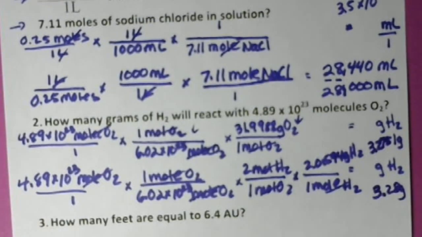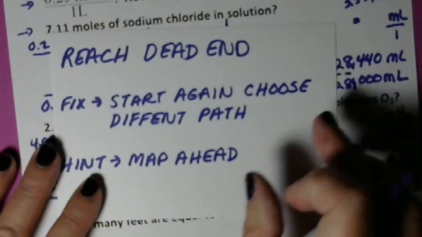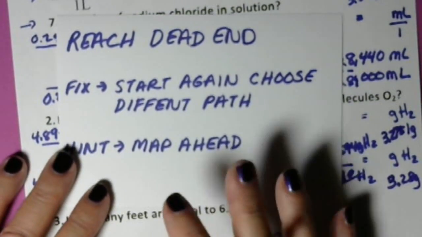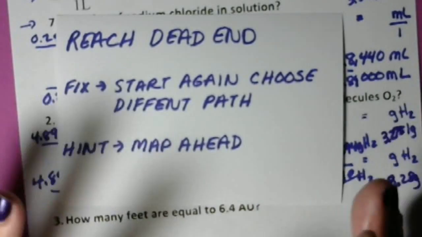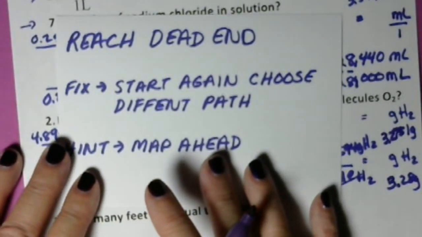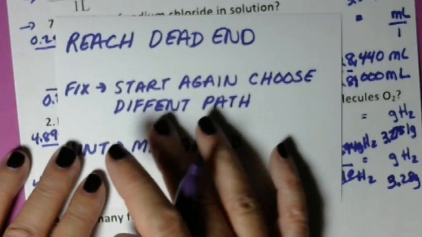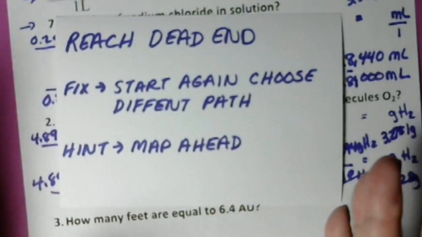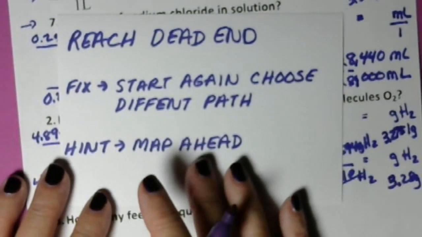So let's refresh our memories. What kind of problem was this? This kind of problem is what happens if you reach a dead end, okay? I can't find any other fractions that will be helpful. I'm stuck. The fix is you start again and you choose a different path. So somewhere along the way there was a fork in the road and you picked the wrong direction.